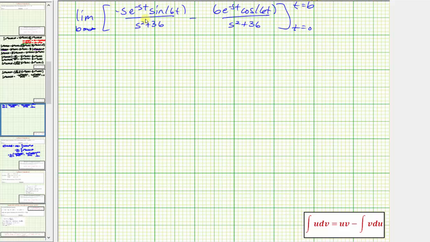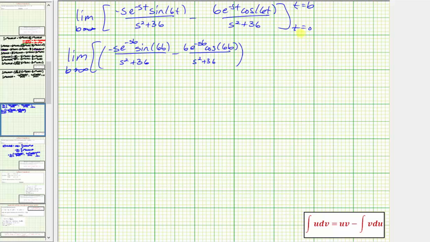So for the next step, let's substitute b for t. And then we'll subtract the value when t equals 0. So now we'll substitute 0 for t. So here we'd have e to the 0. Here we'd have sine 0. Again, here we'd have e to the 0. Here we'd have cosine 0.